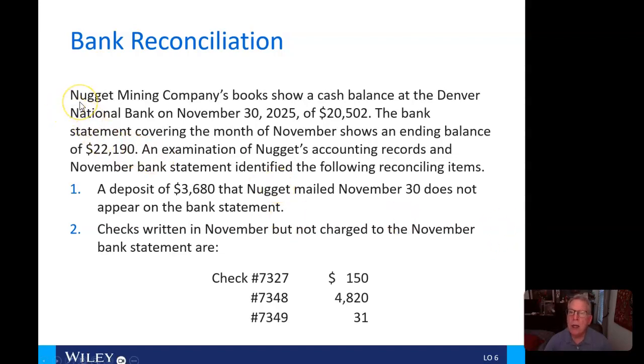I won't go through detailed bank reconciliations too much here because hopefully you know this by now. But here, the Nugget Mining Company books show a cash balance at the Denver National Bank of $20,502. The bank statement covers the month of November and shows an ending balance of $22,190. An examination of Nugget's accounting records has identified the following reconciling items. A deposit of $36.80 that was mailed on November 30th is not on the bank statement. That's a deposit in transit. Checks written in November but not charged to the November bank statement are outstanding checks.